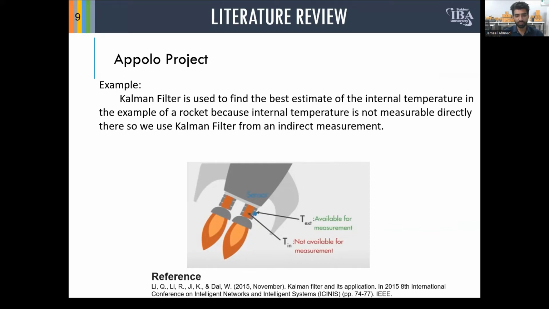So basically, the Kalman filter here in the Apollo project was used to find the best estimate of the internal temperature in the example of the rocket, because internal temperature is not measurable directly there. So we use the Kalman filter from an indirect measurement. That's all that I explained.